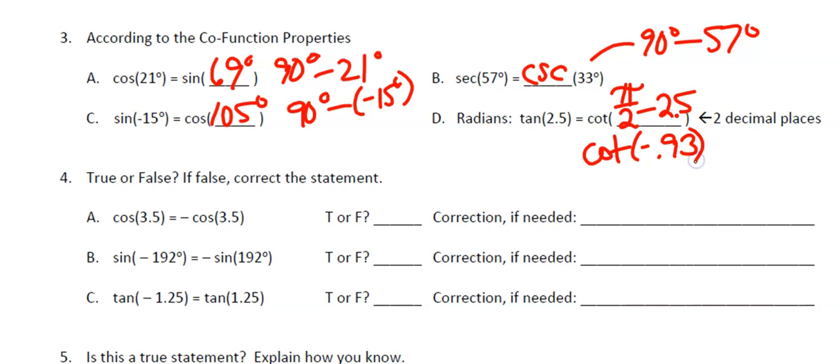So this should be pi over 2 minus 2.5, and if you evaluate, that would be cotangent of negative 0.93. Now that would be approximate, not exact. The exact value would be pi over 2 minus 2.5. So tangent of 2.5 and cotangent of negative 0.93, if you're in radians, are equivalent to each other.